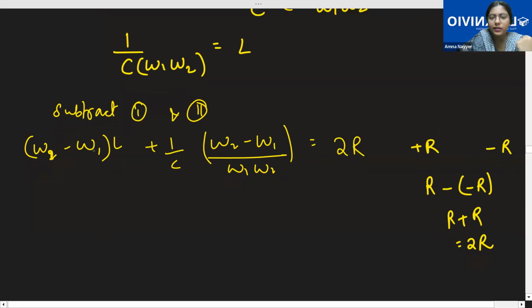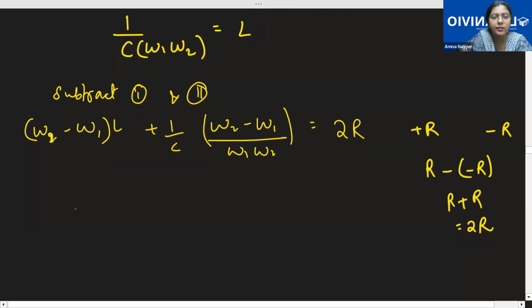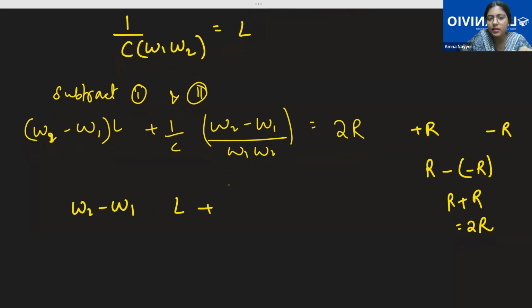Here also omega 2 minus omega 1. So omega 2 minus omega 1, if I take common, I'll be left with L plus 1 by C omega 1 omega 2 is equal to 2R.